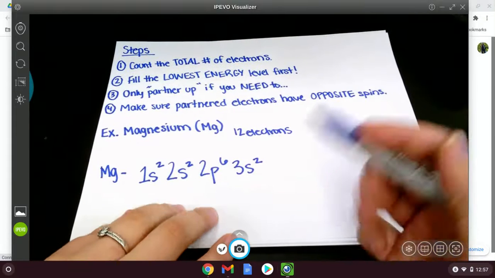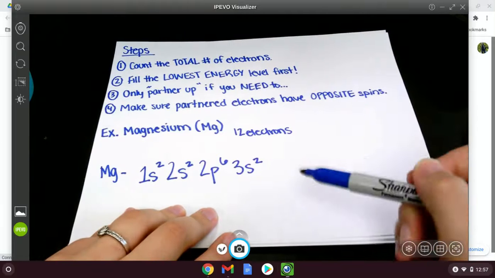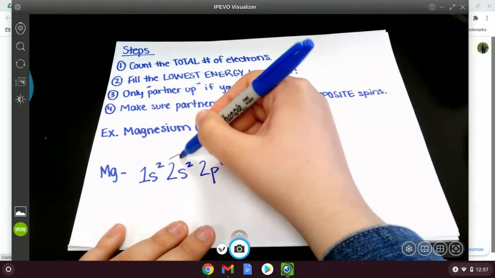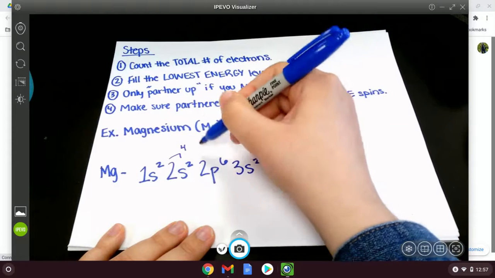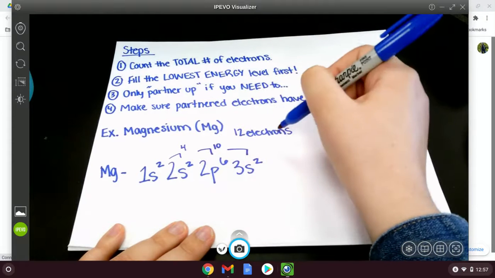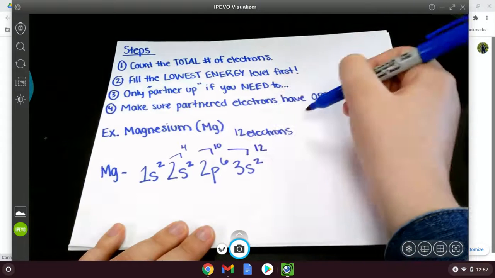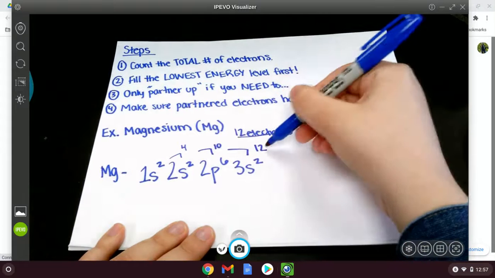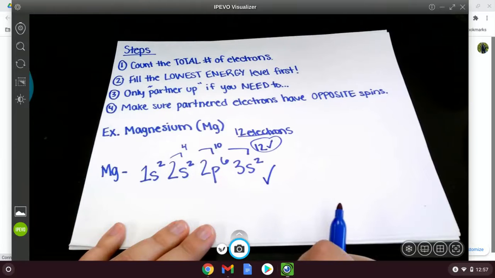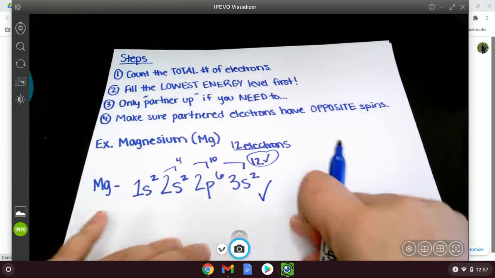Okay, a great way to check this is to add up the superscripts. So 2 plus 2 gets you 4. 4 plus 6 gets you 10. And then 10 plus 2 gets you 12. We have 12 electrons and we have accounted for all of them. So this is a correct answer. Let's try some more.